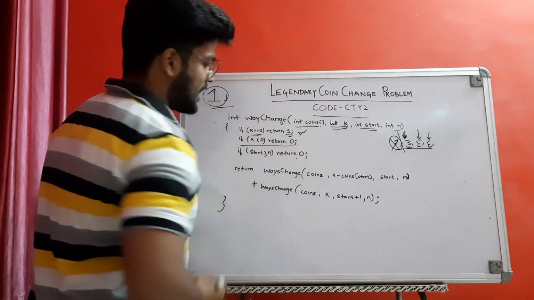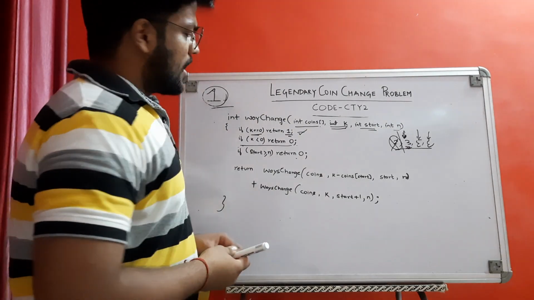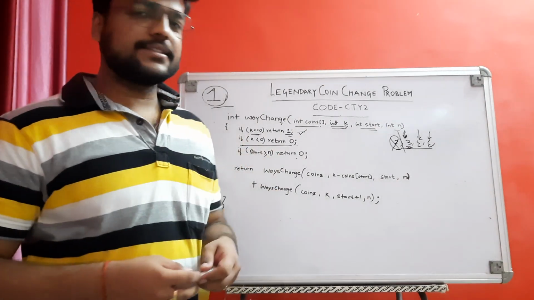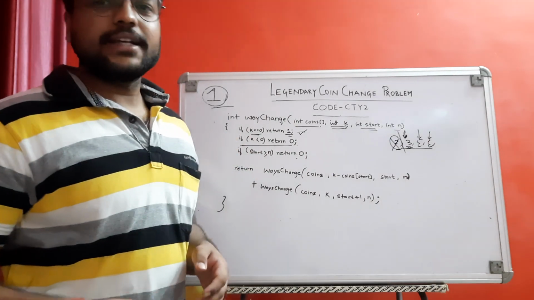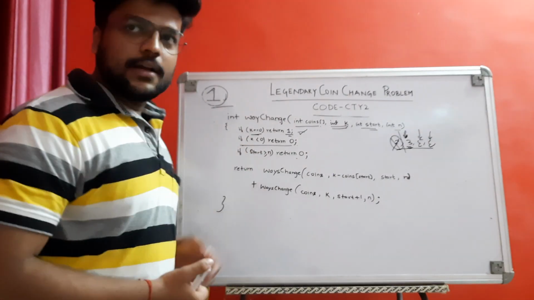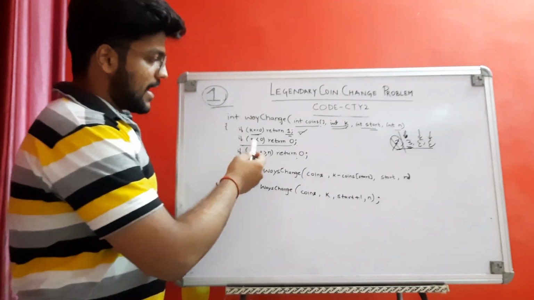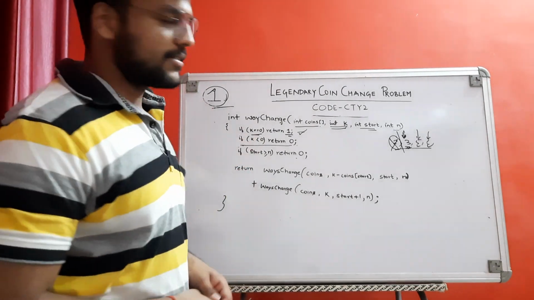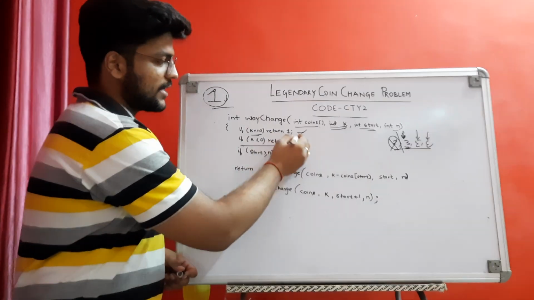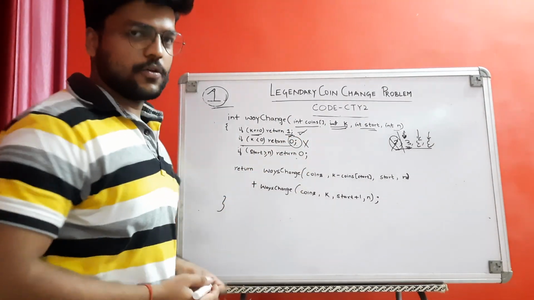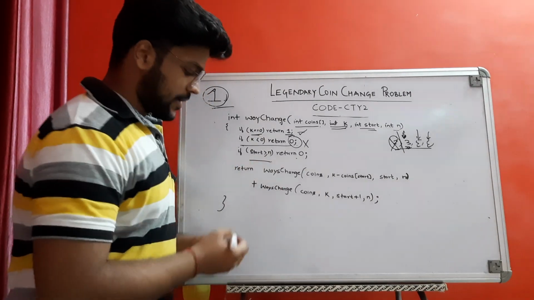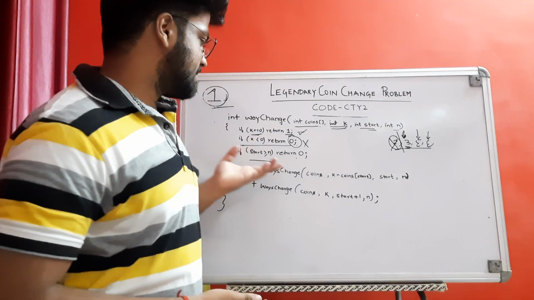If k is less than 0, return 0. I have told you in the approach that if k is less than 0, this is impossible. This is an absurd thing. If your k is less than 0, then you won't be able to use any denomination and make the sum k which is less than 0. So if k is less than 0, there is no possible way. Okay, so this is my second base condition. If start is greater than or equal to n, listen to this very carefully.